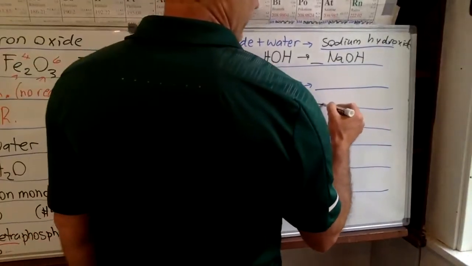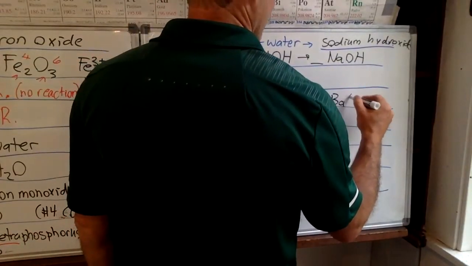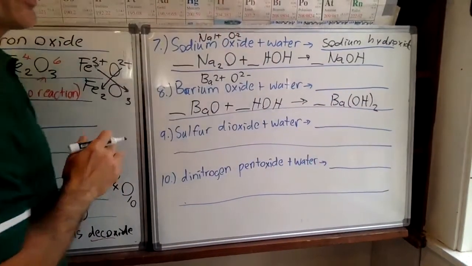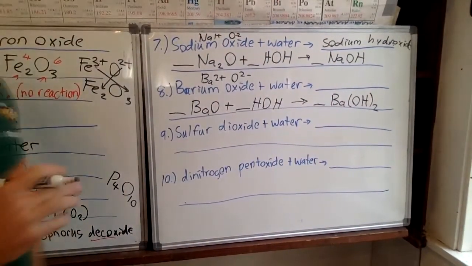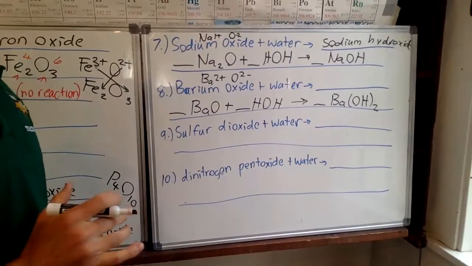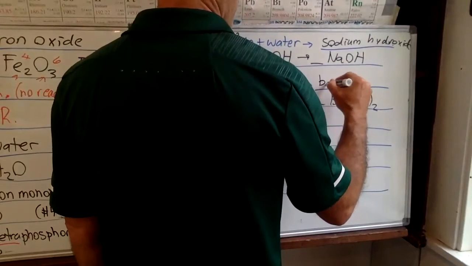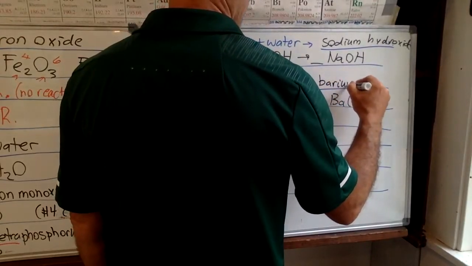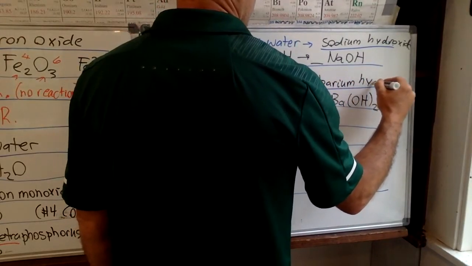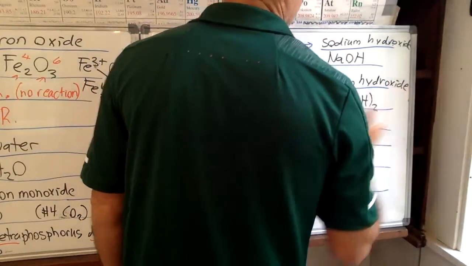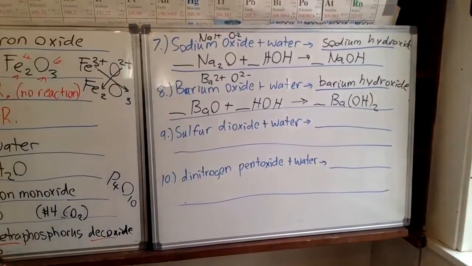But after the reaction, that's going to be Ba(OH)2. It needs 2 hydroxides to balance out the 2 plus of the barium. So it's got parentheses around it. But that is barium hydroxide. And they both do react in that way.